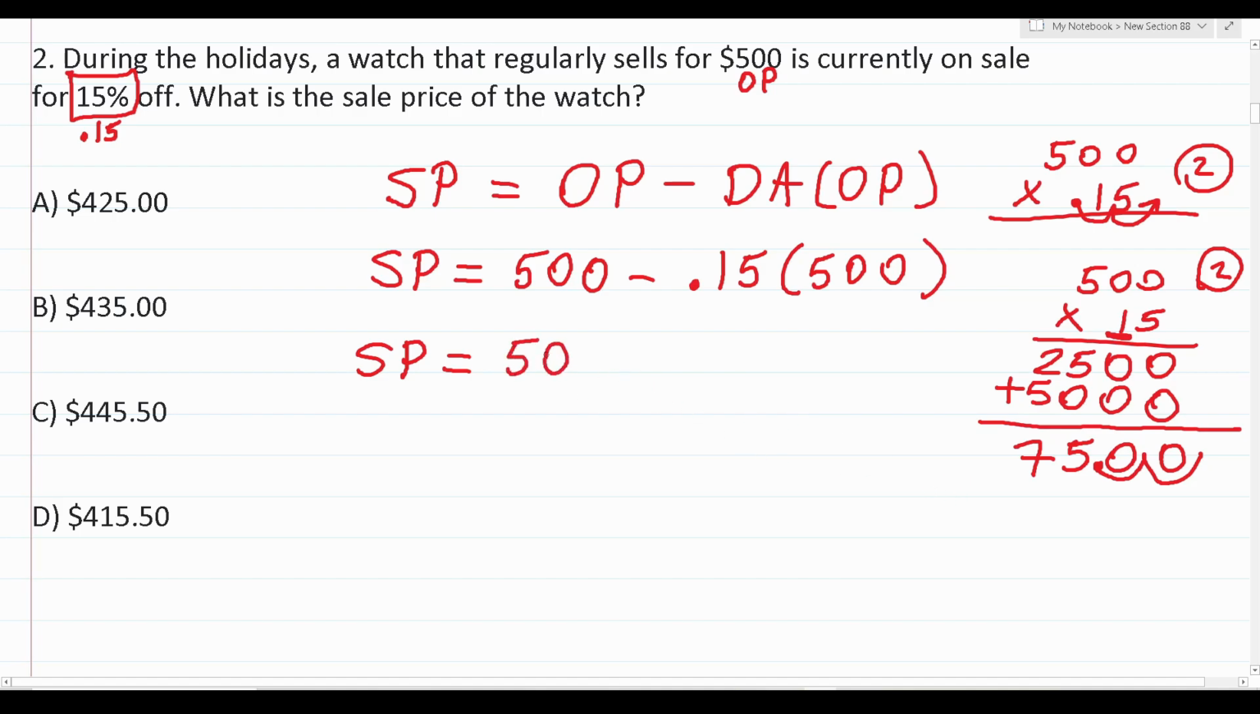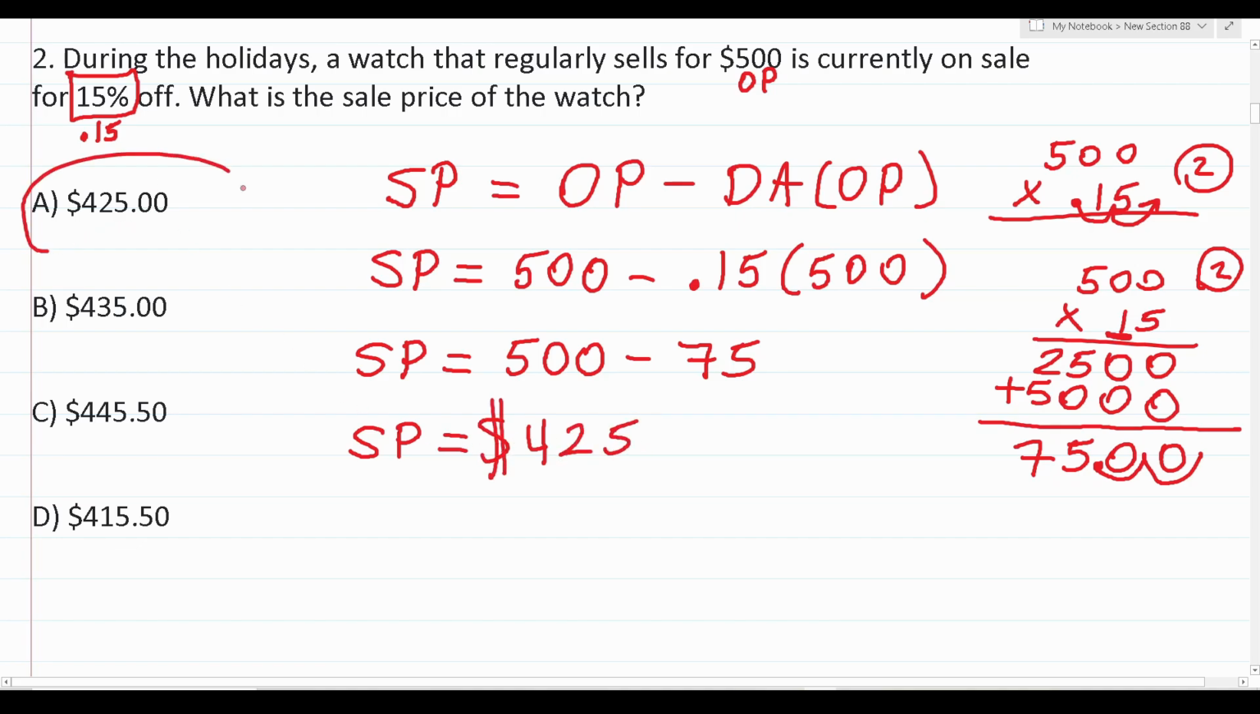So this becomes 500 minus 75. And you should be able to do that mentally. That's going to be 425. All right, so the sales price of this watch is 425. In case you couldn't do 500 minus 75 in your head, I'll go ahead and do it off to the side very quickly for you.